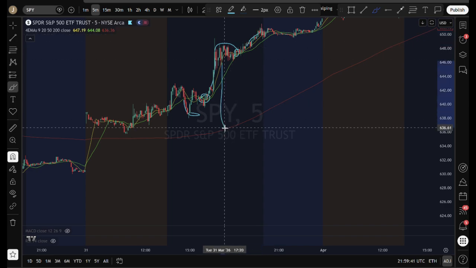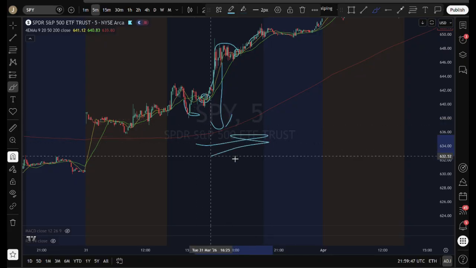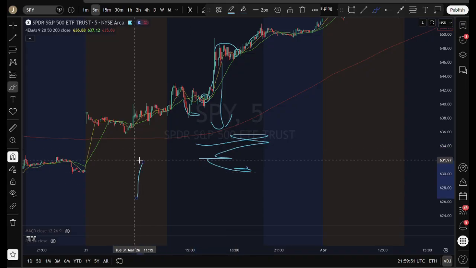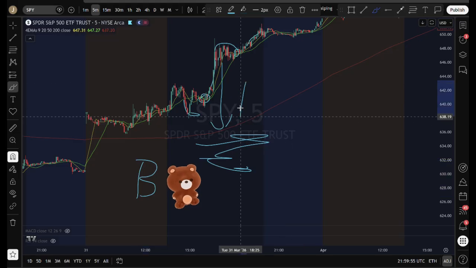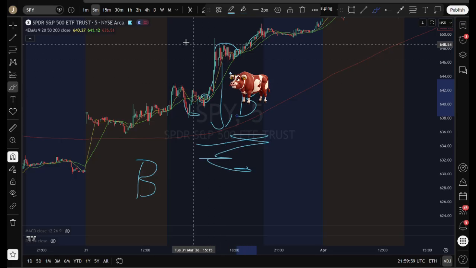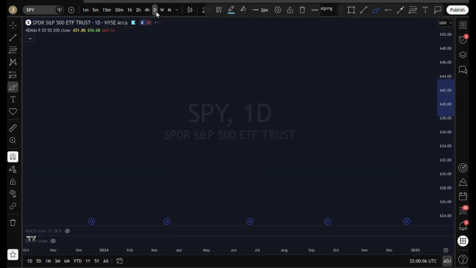When we're down here at the 200, it's always going to be bearish. Anytime below it, bearish with a capital B. And capital B for bullish if we're up above the 200-day. Now this is a 5-minute time frame. This also goes for the daily.